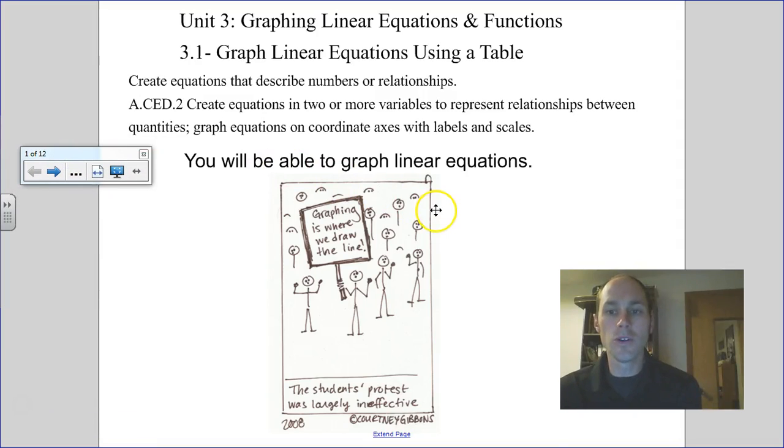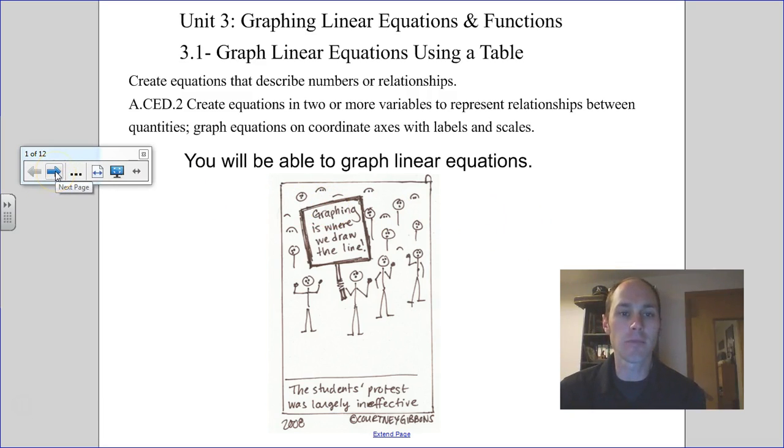All right, let's start a new unit. Let's learn how to graph. And we're going to graph lines, and we're going to graph lots of lines. So we're going to be able to graph linear equations on the coordinate plane, and that's going to be our main focus in this unit. So you'll get really good at graphing.